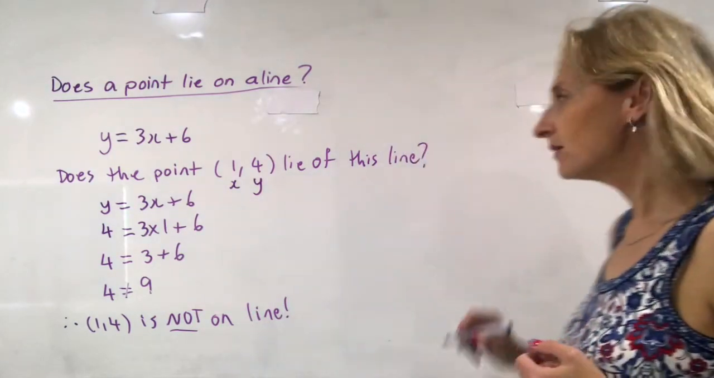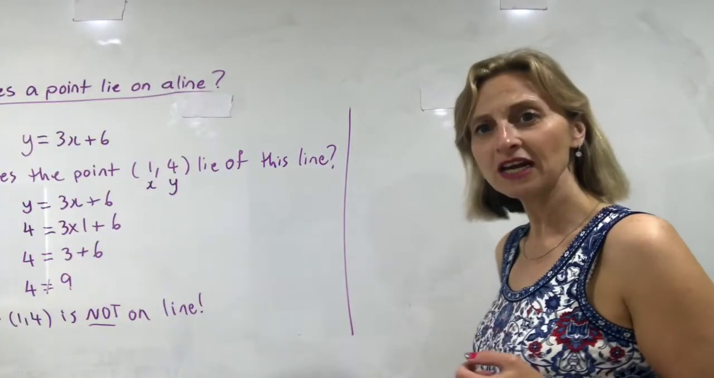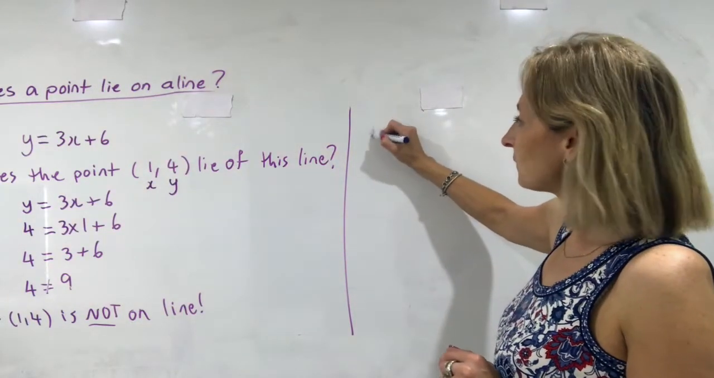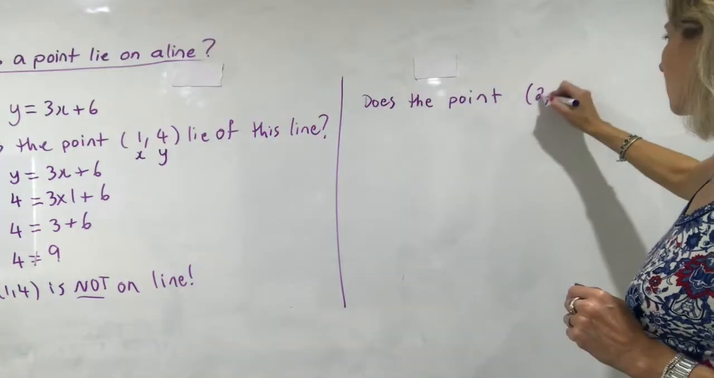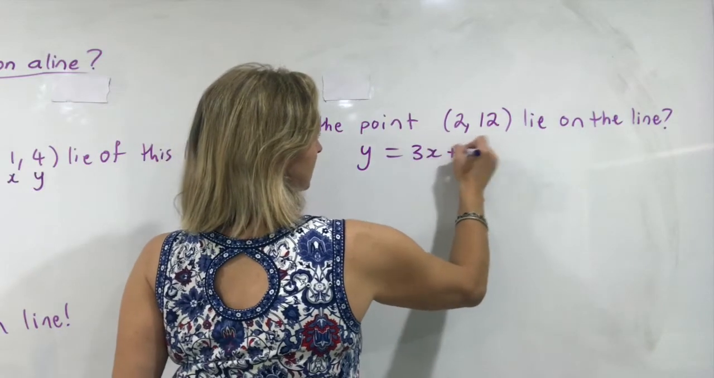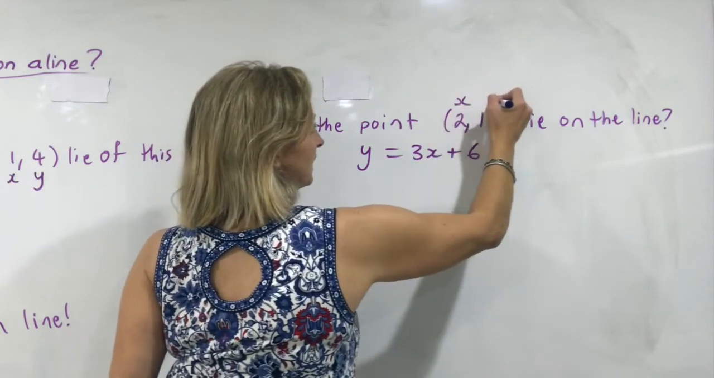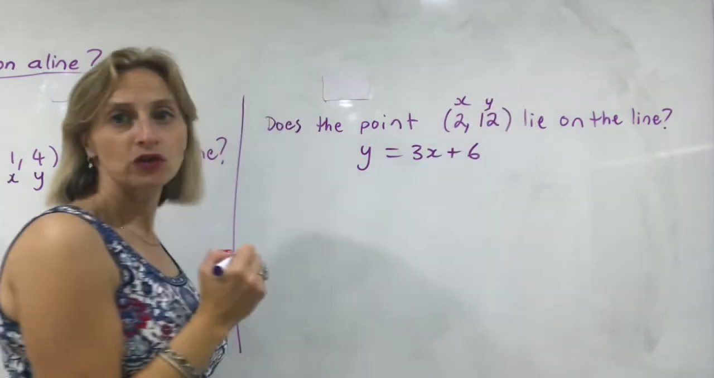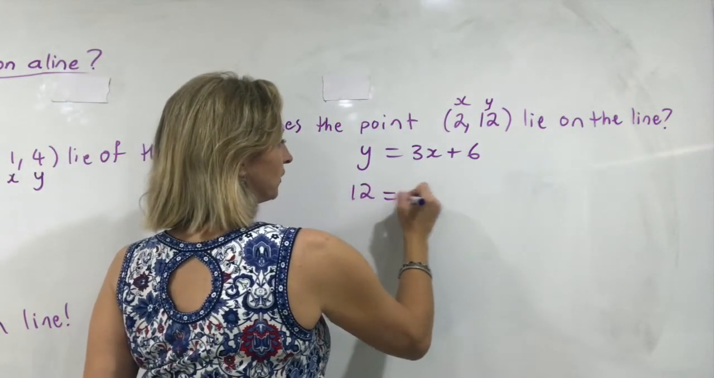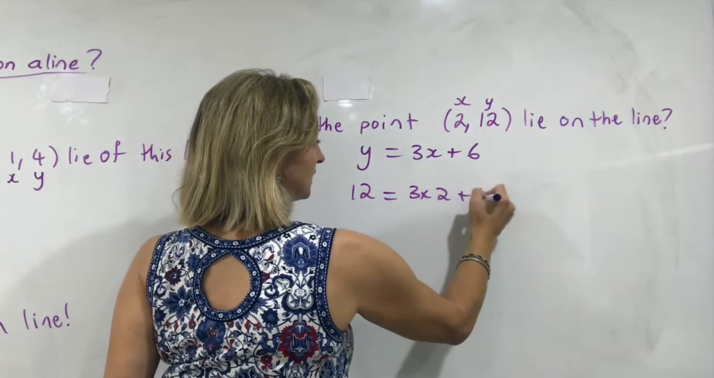What about another one? Stay with me. If you don't get it 100%, that's all right. Stay with it. What about, does the point (2, 12) lie on the line y equals 3x plus 6? This time we know that x equals 2 and y equals 12. Let's substitute them in. y equals 12, 3 times 2 plus 6.